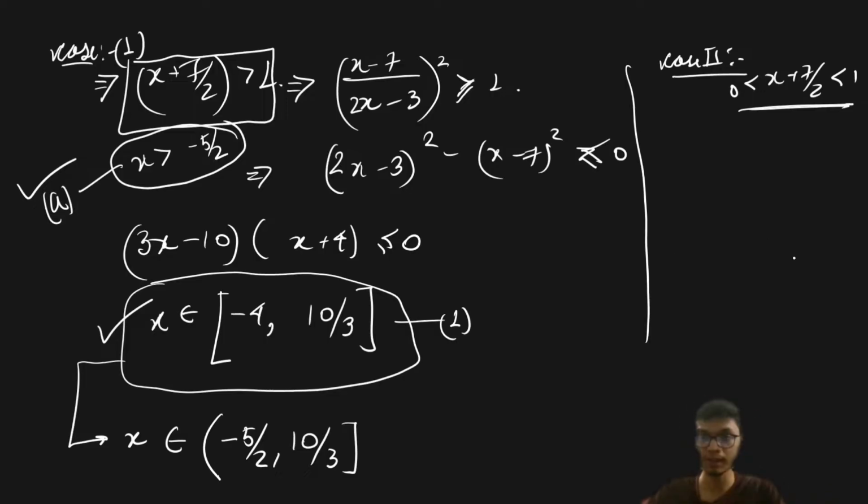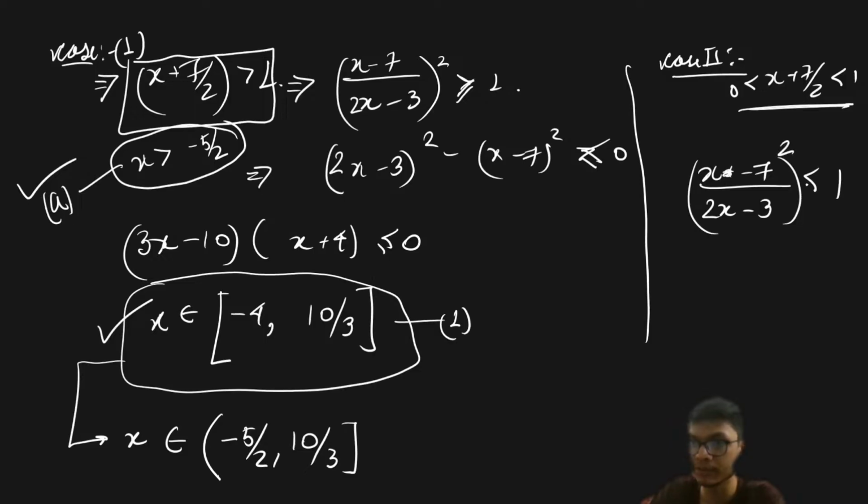And similarly for the second case, we'll have our solution as x minus 7 divided by 2x minus 3 whole square should be less than or equal to 1.